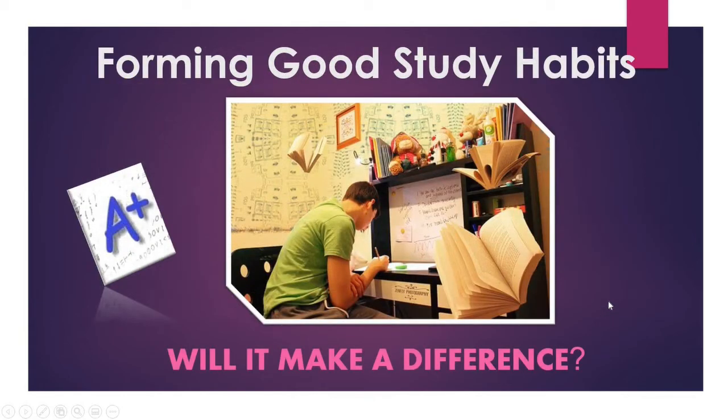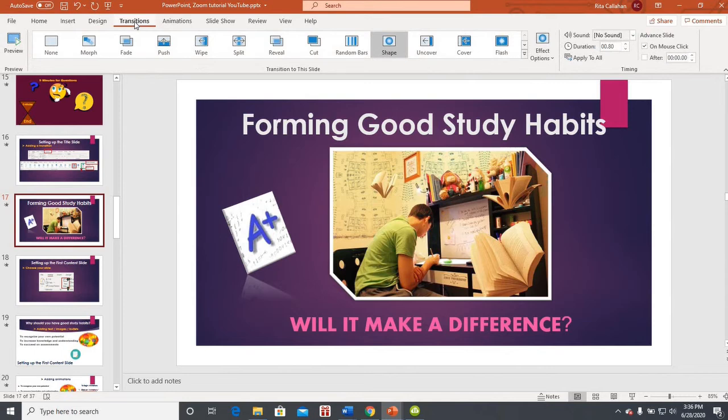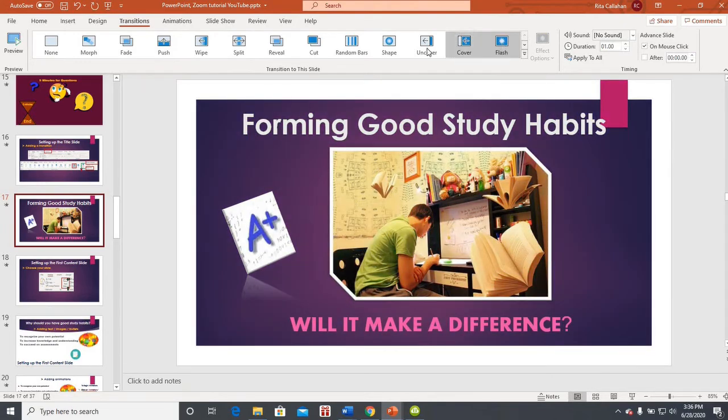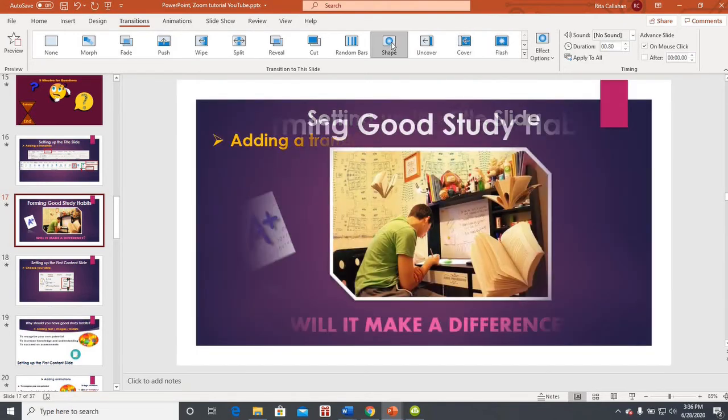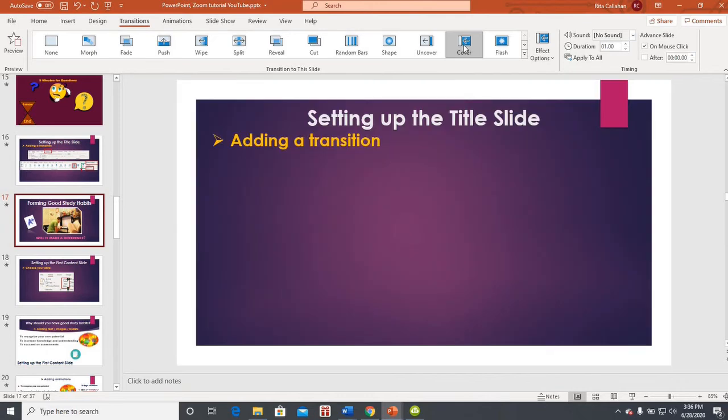So let's try it out. Okay. So here's our ribbon. We're going to click on Transition. Let's click on Cover. Okay. So once you click on it, it will show you what it will look like. Here's Shape. You may have seen this throughout the presentation. Random bars. So let's go back to Cover.